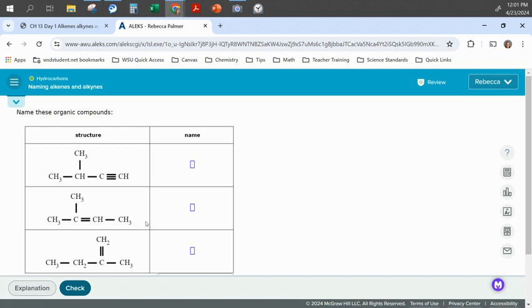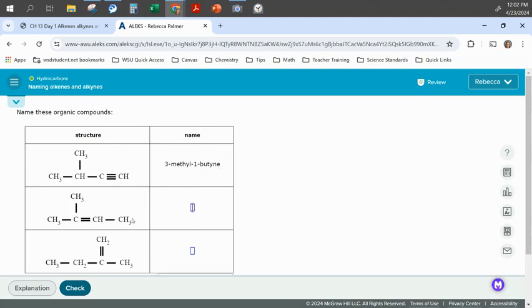The methyl will be at the 3 position. So this is going to be 3-methyl dash. I'm going to put the 1. There's a 1-yne. So 1 dash. This is butane, but instead of ane, I'm going to put yne. Butyne. That's telling me there's a triple bond somewhere in that molecule. The 1 is telling me where that yne is, where the triple bond is.